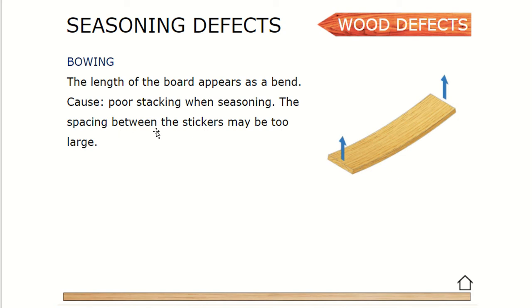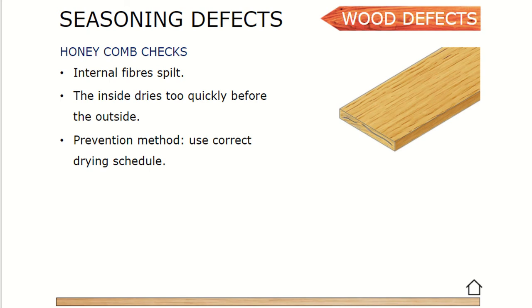Okay, the spacing between the stickers may be too large. So basically, there was no sticker here in the middle, so the board was able to bend or bow. Okay, so that is bowing. Now, we have three more I think to look at.